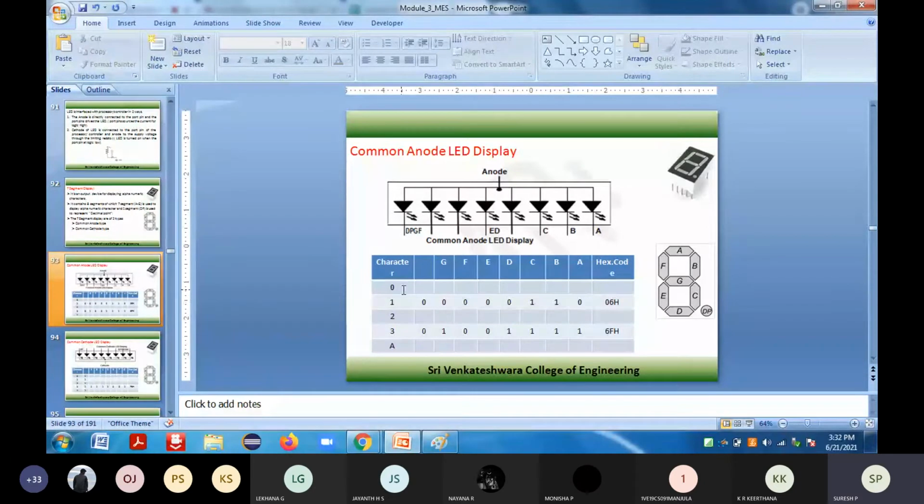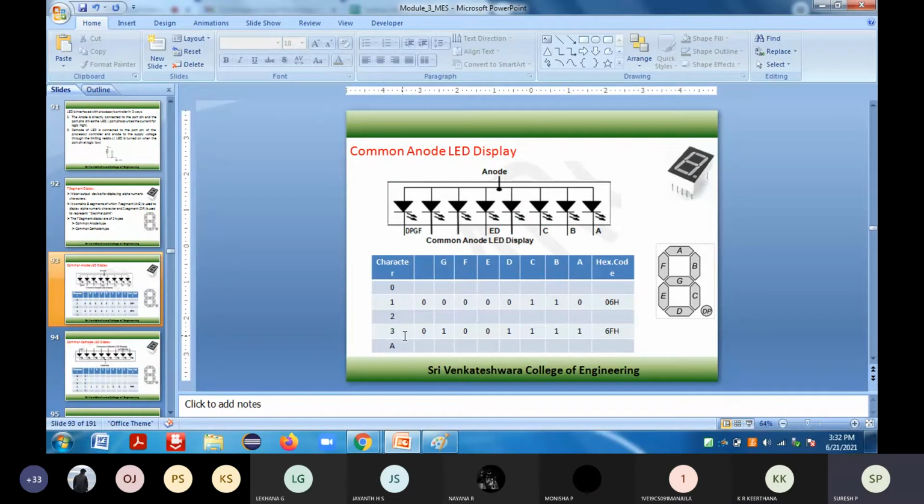After filling whichever segment, whichever LED is on, I am going to present one in that. You can see it here. To display the character one, I should have B and C high. So B and C, I am making it high, 1 1. The remaining all will be 0. The corresponding hexa code you are going to have will be 06H. Now similarly for 3.